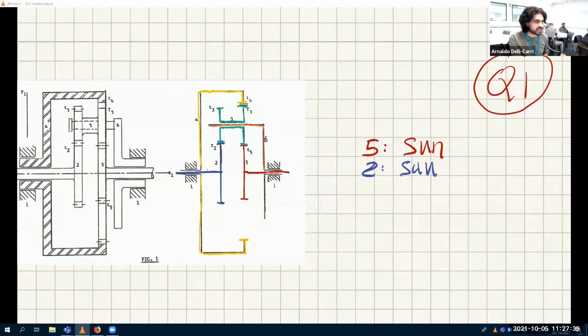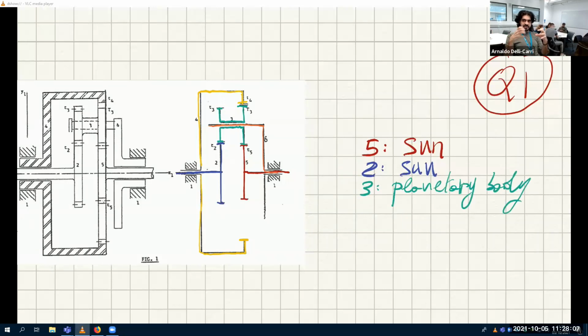What about body 3, this green one? That's a planet. How do you recognize a planet? It's easy because the planet always goes around suns, so it's never in the center of the diagram, otherwise it would be a sun, and it's always engaged by the carrier arm. Okay? So 3 is a planet. I like to call it planetary body because it's not 1 gear, it's 2 gears. It's a dumbbell with 2 gears. Make sure you understand this. It's not 1 gear, it's 2. See, you have teeth on this side and teeth on this side.